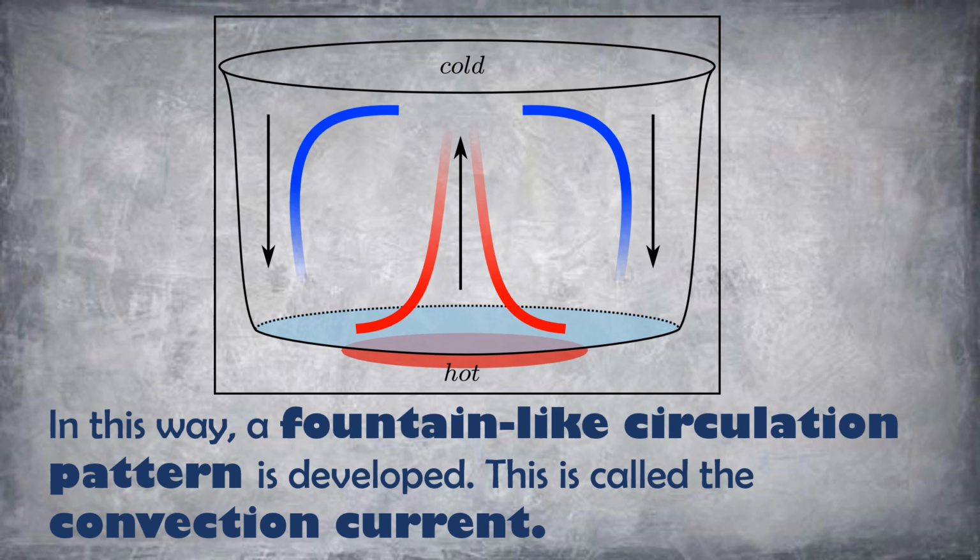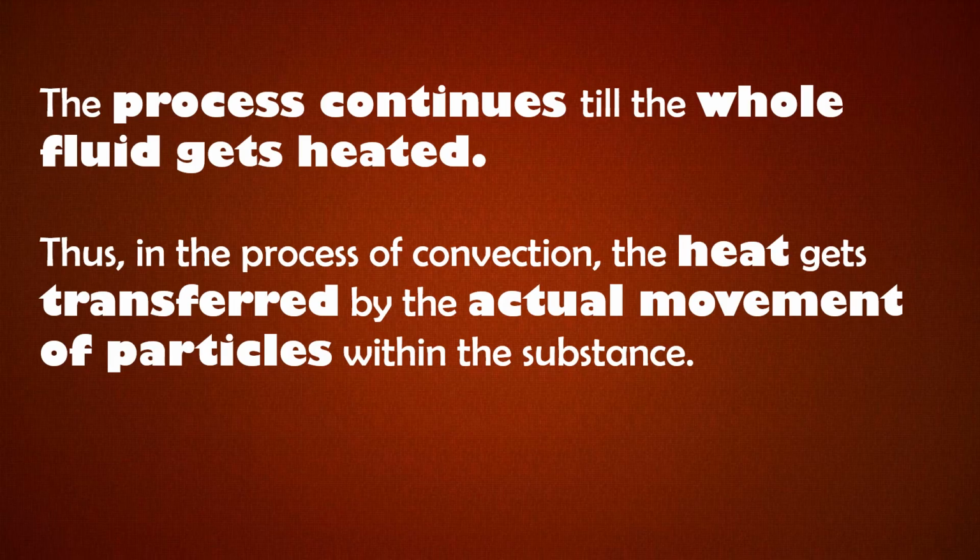In this way, a fountain-like circulation pattern is developed. This is called convection current. The process continues till the whole fluid gets heated. Thus, in the process of convection, the heat gets transferred by the actual movement of particles within the substance.